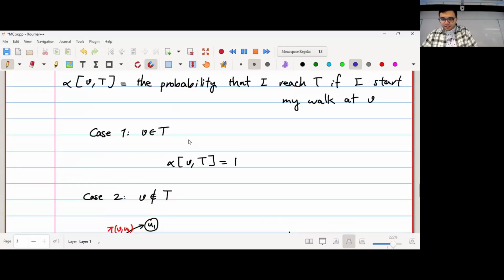case. So case 0, if V has no path to T, then just set this alpha of V,T to be 0. Okay.